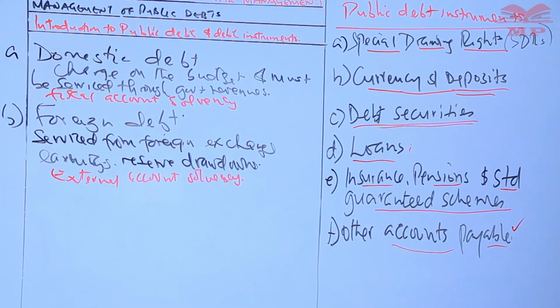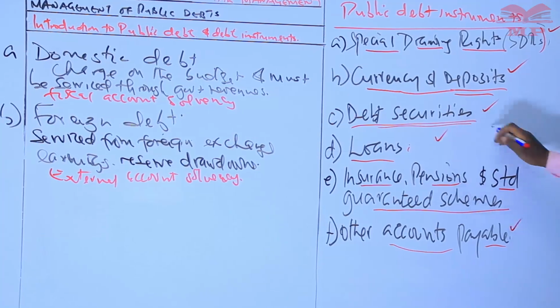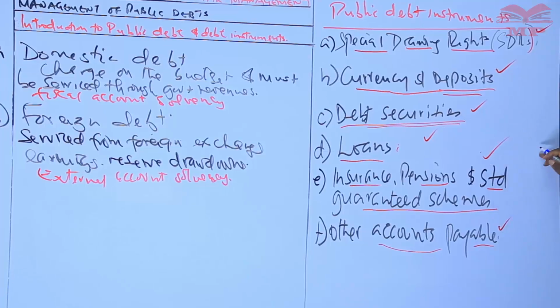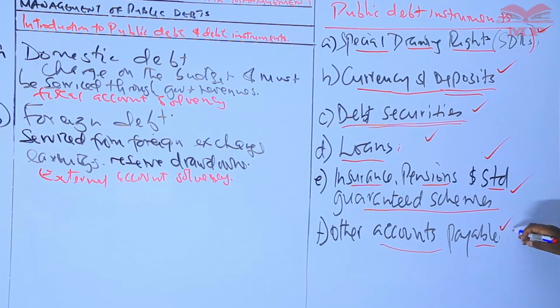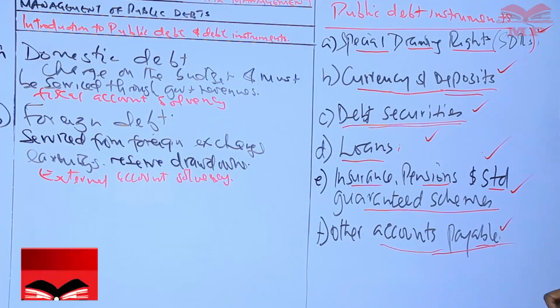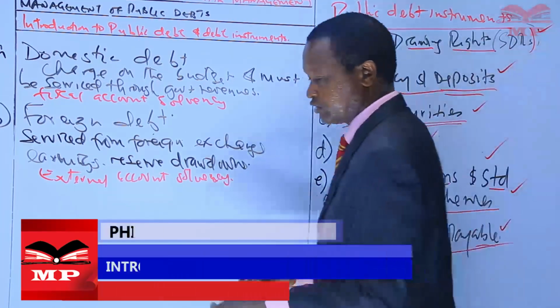So these are types of public debt instruments: special drawing rights, currency and deposits, debt securities, loans, insurance, pensions and standard guaranteed schemes, and other accounts payable.